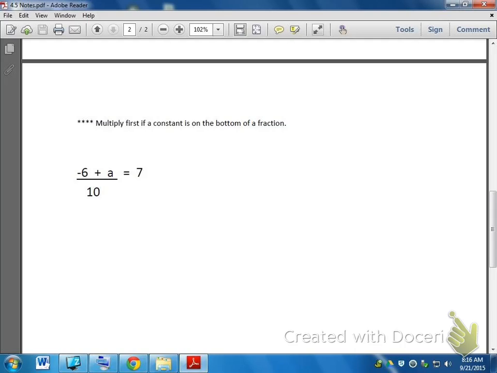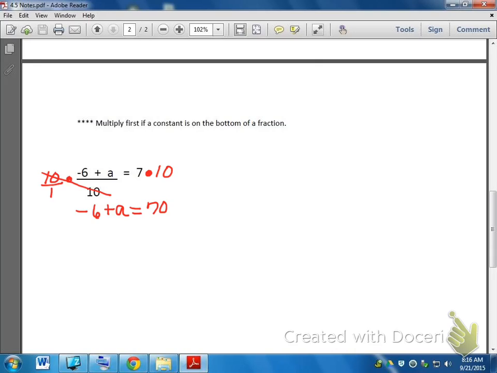Notice the note that I've got there. Multiply first if a constant is on the bottom of a fraction. We got to get rid of that 10 before you can move forward. And on one like this, you got to take this whole side times 10, and then you've got to also take the right times 10. And remember, when you do that, it's 10 over 1 that you're multiplying. That's why those 10s cancel out. And then you come back and you've got a negative 6 plus a, much simpler problem, equals 70.